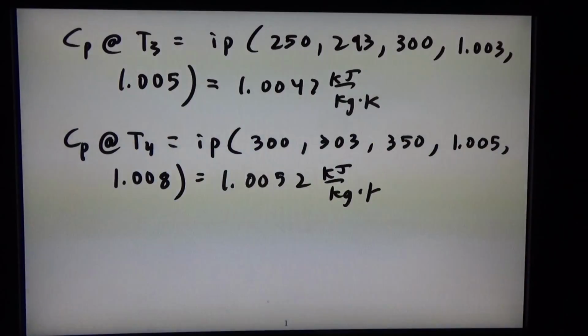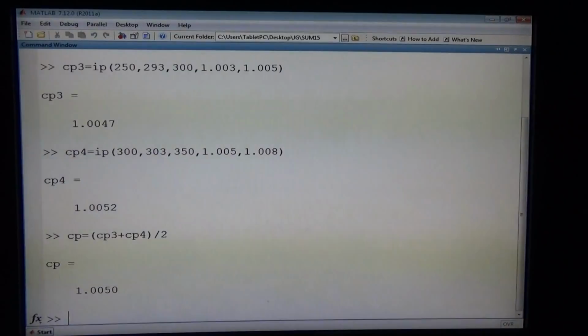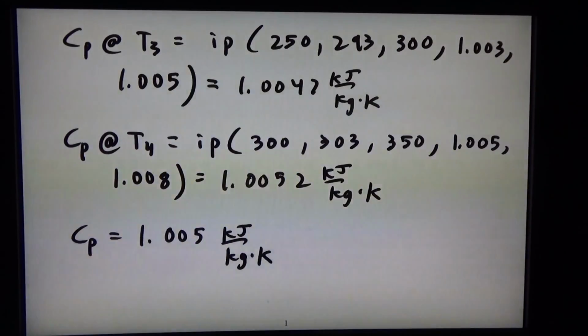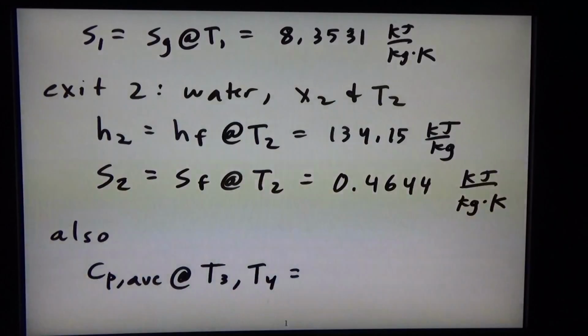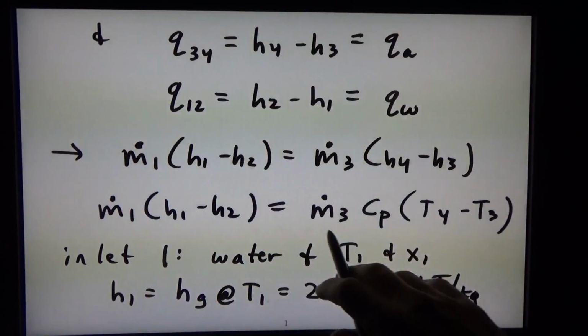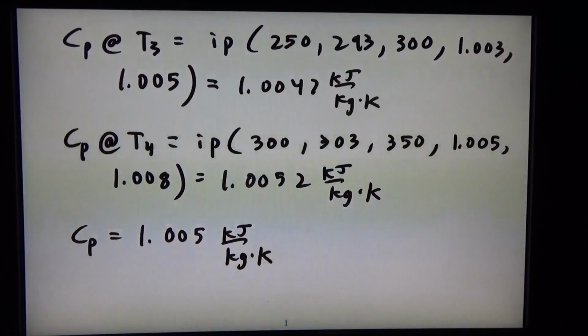Then we take the average here, and the C sub P value that we're using is the average between C sub P3 and C sub P4, 1.005 exactly. Alright, so everything in the energy balance equation except for the mass flow rate of the air is known. So let's go ahead and solve for the mass flow rate of the air.